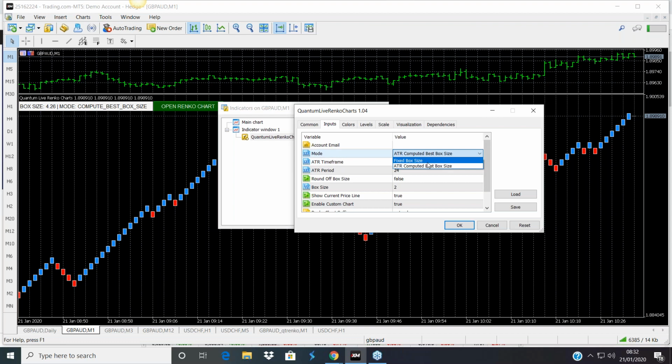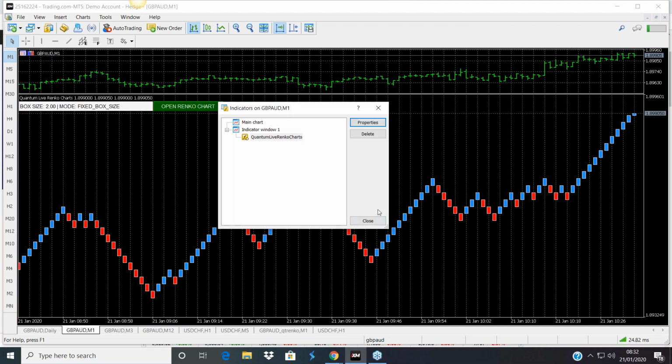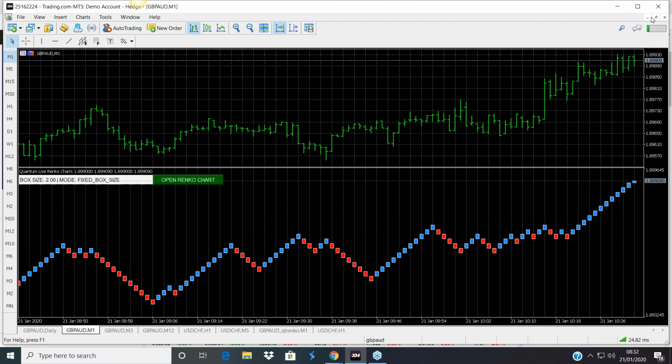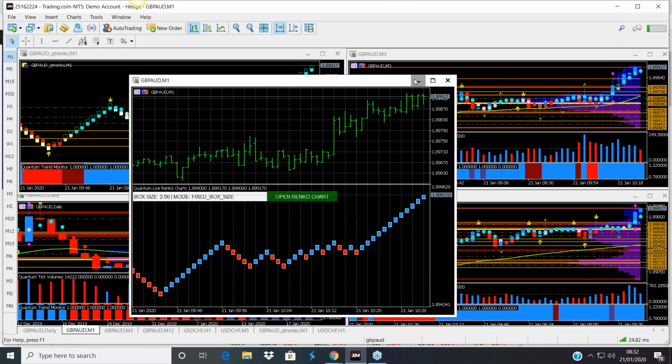You change it here. You go to a fixed box size, and I've actually got it set to 2 pips, so I leave it at 2 pips. If I change that, immediately it goes to 2 pips, and we can see here. Let's have a look. Go back. How does it change on there?